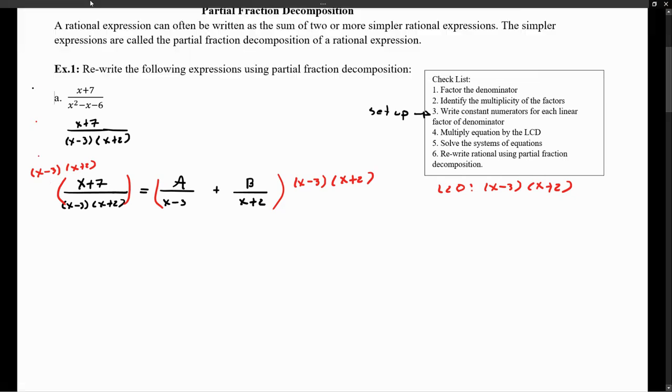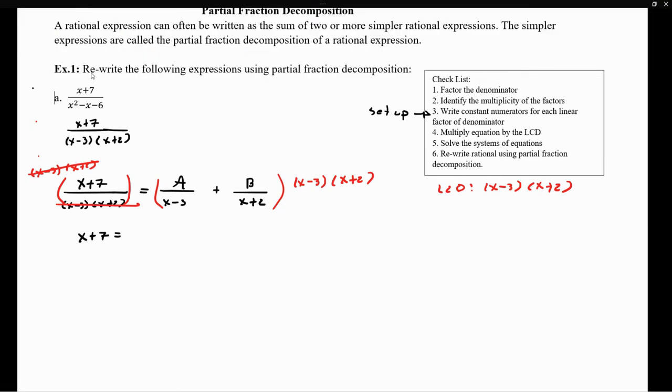By doing this, notice that the denominator is going to cancel out with the multiplication, since the multiplication is done on the numerator. So now on the left-hand side, we're just going to get x plus 7. Now on the right-hand side, we want to distribute this whole expression, x minus 3 and x plus 2. So if we distribute to the first term, notice that this x minus 3 is going to cancel out with this x minus 3.